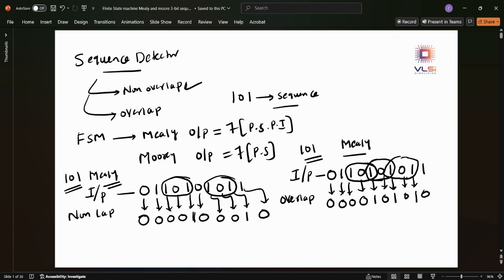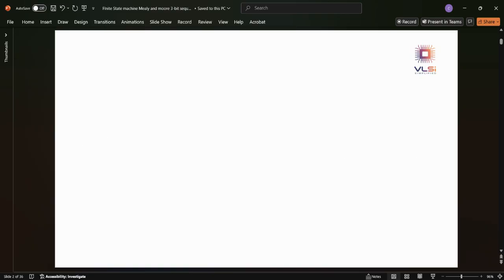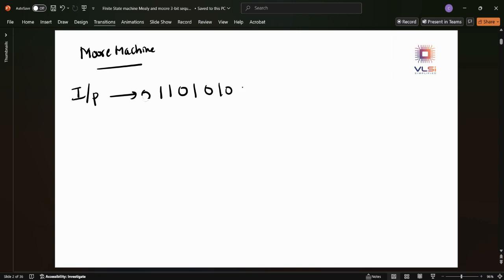Suppose if you see the Moore machine, same sequence I will take. Let us take the input sequence. So the input sequence is 0, 1, 1, 0, 1, 0, 1, 0, double 1. First I will see the non-overlapping sequence.